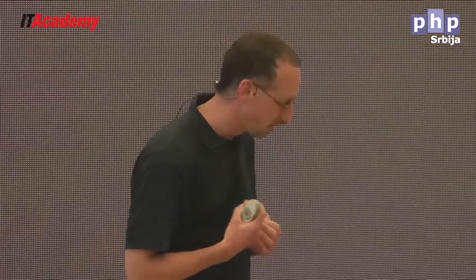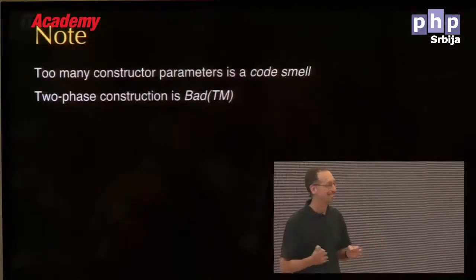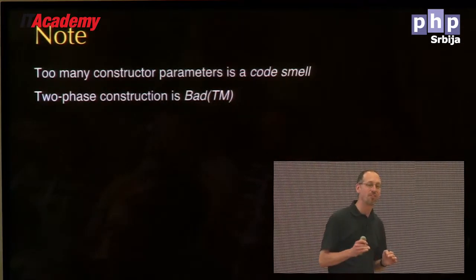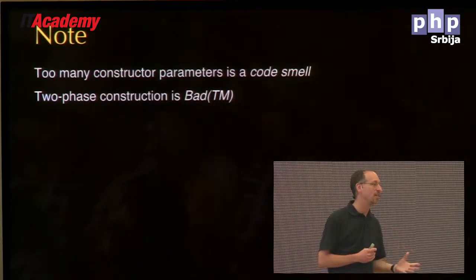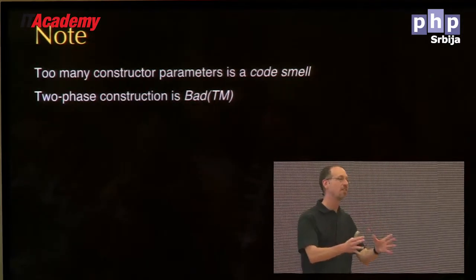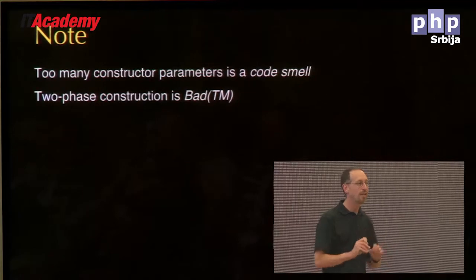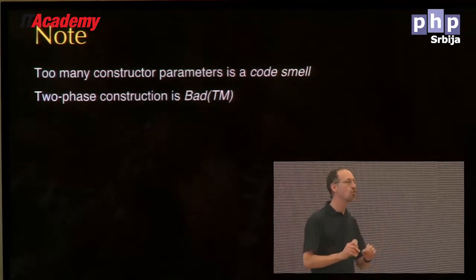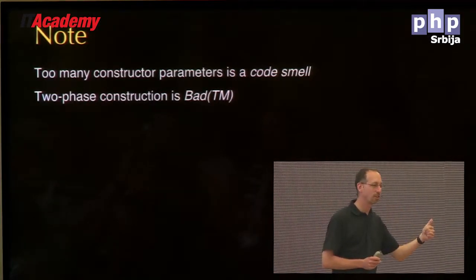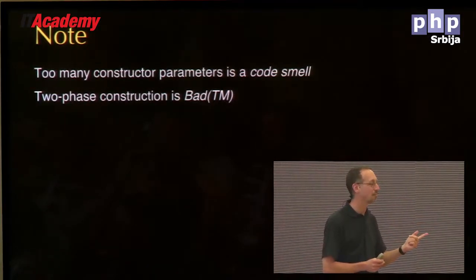There's another concept called two-phase construction. Has anyone heard of two-phase construction? I may age myself a little bit here, but it was really, really common when writing Windows applications in the late 90s and early 2000s. What you would do is you would instantiate a class, and then you would call init on it, and then you could use your class. Two-phase construction. You have to construct the class, and then you have to initialize it.